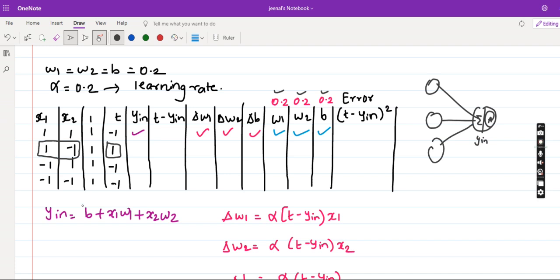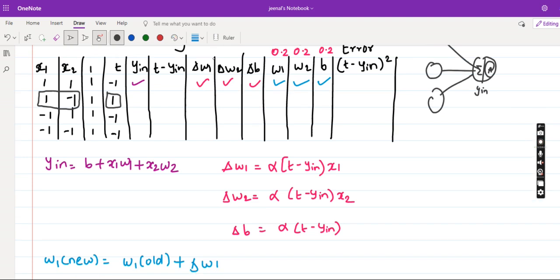So we'll calculate the y in, which is given as b plus x1 w1 plus x2 w2. We know x1, x2, and w1, w2 are assumed 0.2. Bias value is also available with me. So I'll calculate the y in value. After that, I'll calculate the error value. Error exists when there is a difference between the actual output and the target output. So if there is an error, then I want the network to learn more, and so I'll update the weights. So delta W1, delta W2 and delta B are the change in the weights. W1, W2 and B are the new weights, and this is my error.